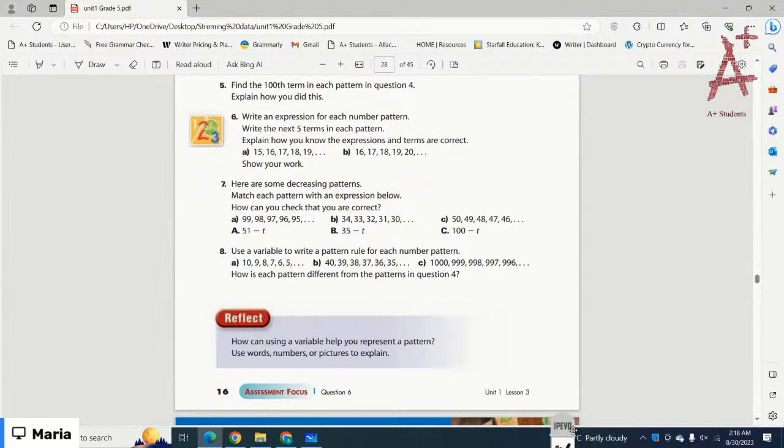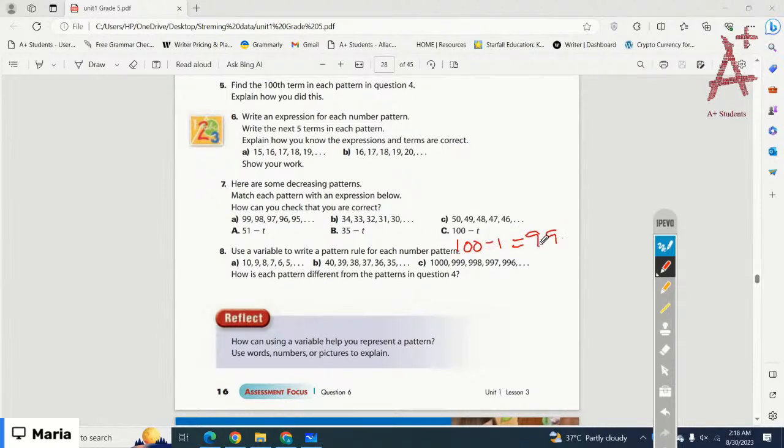For example, for term 1, you have to do 100 minus 1. That equals 99. Here is 99. For term 2, you have to subtract 2. Yes, if you have any question, please ask. So that means for part A, the correct one is 100 minus t, right?